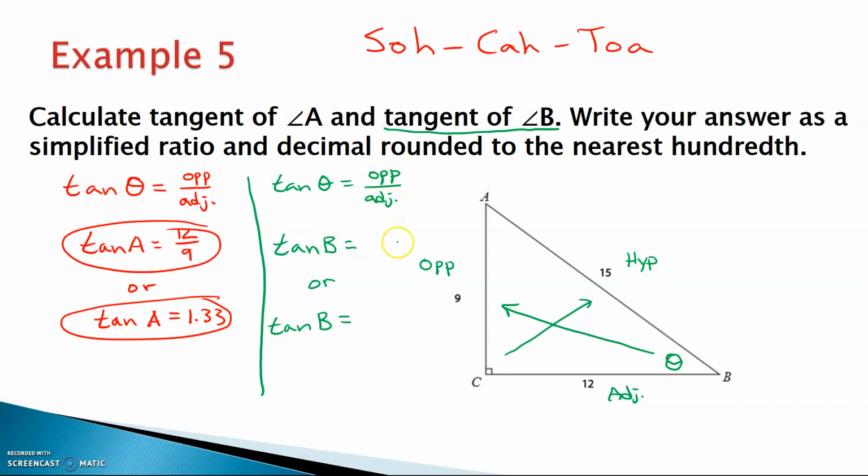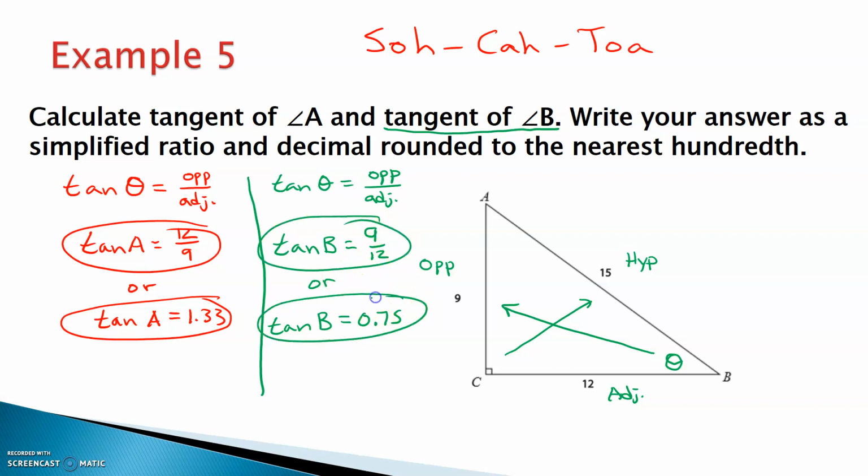So tangent B should be opposite, which is 9, over my adjacent, which is 12. And then, of course, if I get the decimal, I believe it's 0.75. So there we have it. All right. So again, the reference angle, that's the big difference that it makes where things go.